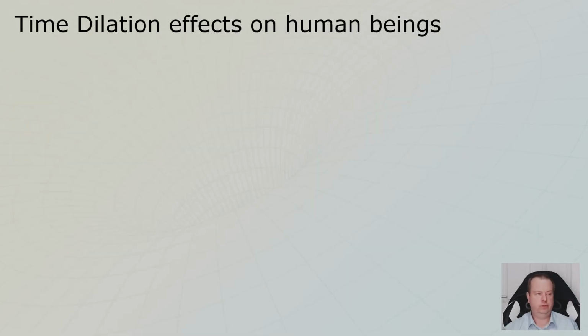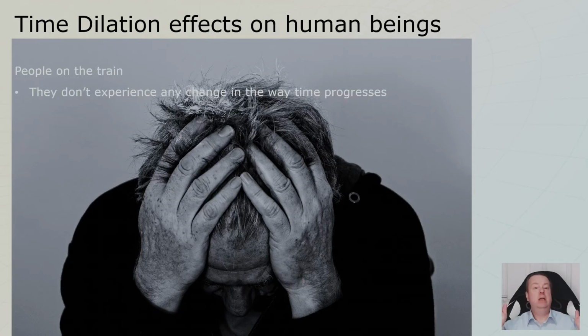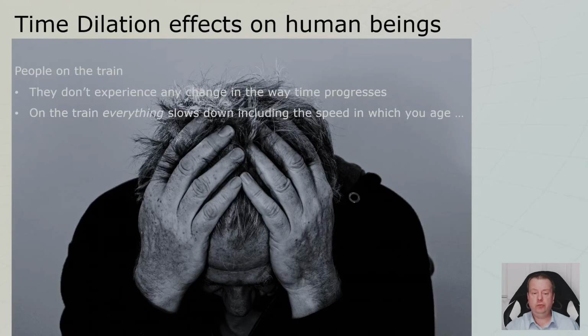Oh, no. Before we do this, a question that pops up is, if time actually slows down in the train, does that mean that the people on the train live in slow motion? No, they don't. It gives you headaches, this time dilation stuff, but the people on the train, they don't experience any slowing down of their clocks and their lives. On the train, just everything slows down, and that's why they don't notice. Even the pace in which they age slows down.